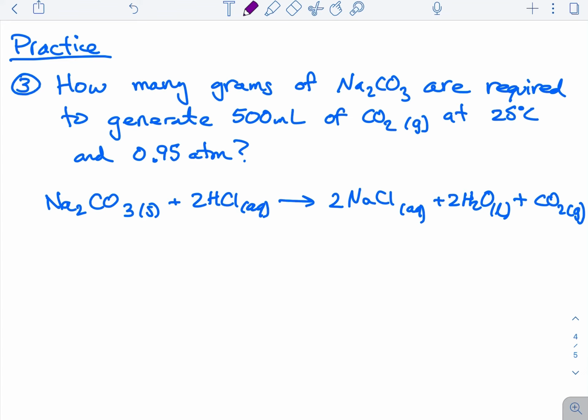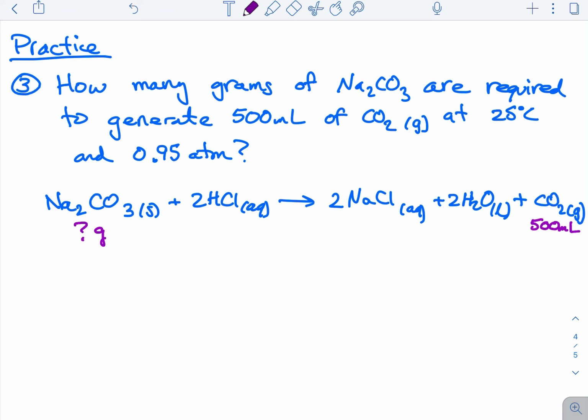All right, I hope you've had a chance to work the problem. So we're asked how many grams of sodium carbonate are required to generate 500 milliliters. This is all the CO2, 500 mils of CO2.